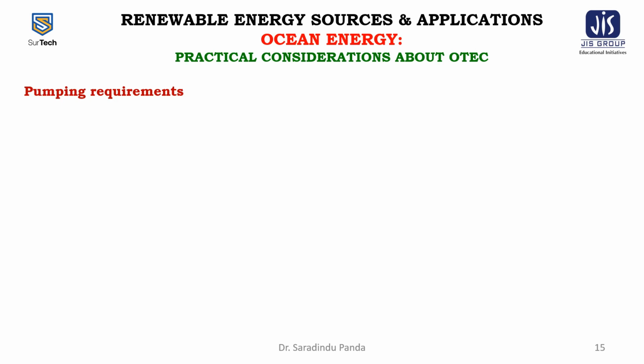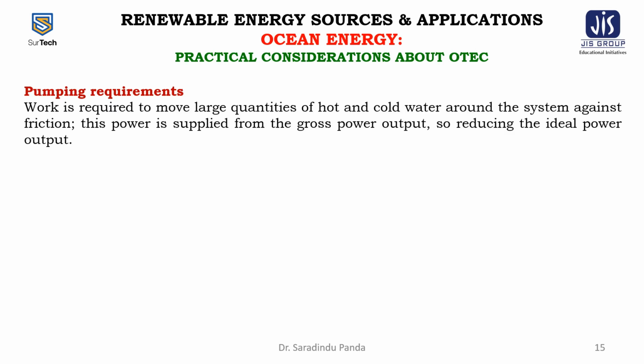The third one is the pumping requirements. Work is required to move the large quantities of hot and cold water around the system against the friction. This power is supplied from the gross power output, so reducing the ideal power output.